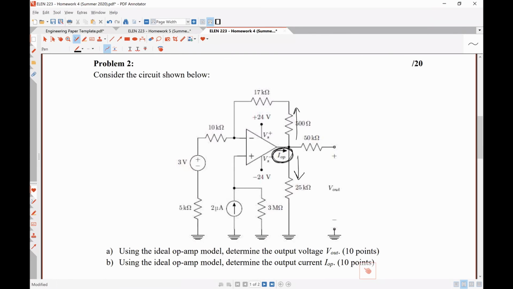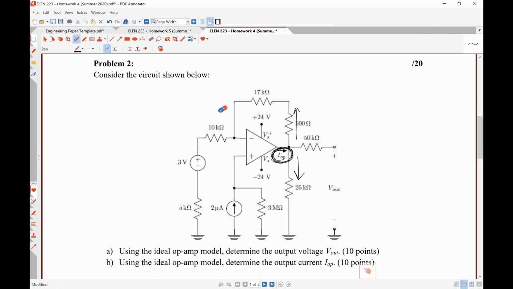Okay, that makes sense. Yeah, so we can't use this guy to find this voltage or this voltage, etc. But once we know those voltages, then we can use those voltages to find that current.